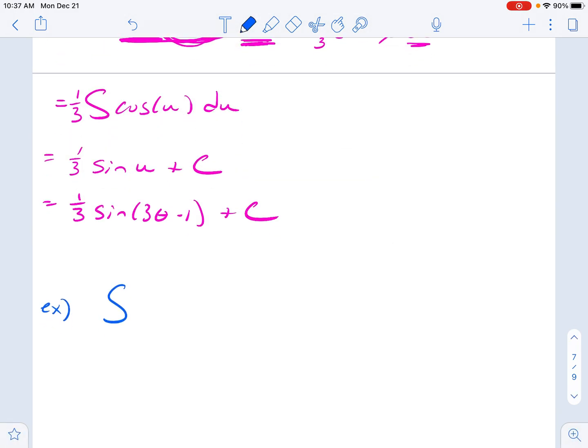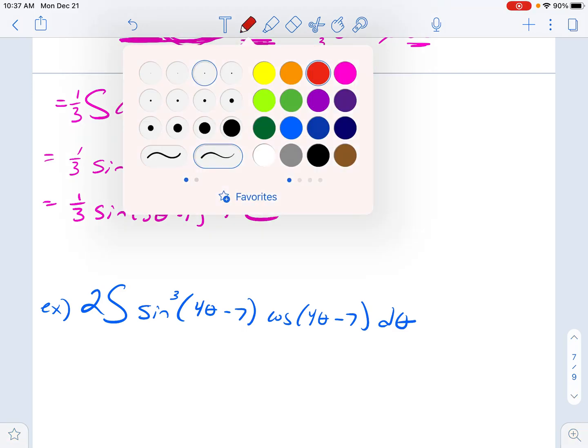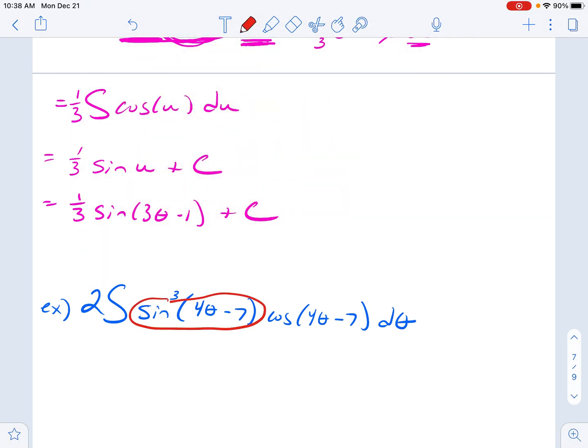You could see something like this, let's do twice the integral of sine to the third of 4 theta minus 7 cosine 4 theta minus 7 d theta. So this is about as complex as I think it would get for now. We got to let more than u be just the 4 theta minus 7 because we have the sine times the cosine function here. Here I would let u be the sine of 4 theta minus 7.